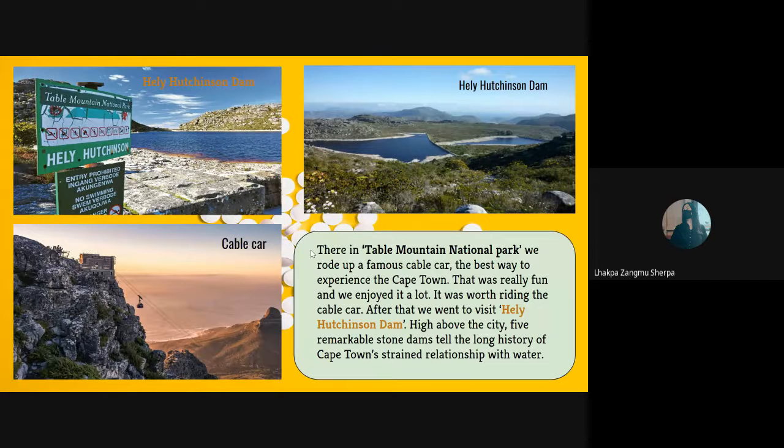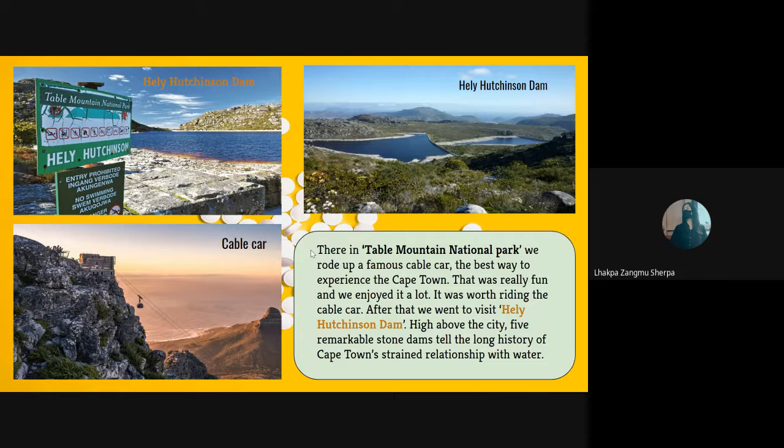According to the research, we found that Table Mountain got its name because of its flat top, and it is also one of the oldest mountains in the world. There in Table Mountain Park, we rode up a famous cable car, the best way to experience Cape Town. That was really fun and we enjoyed it a lot. It was worth riding the cable car.